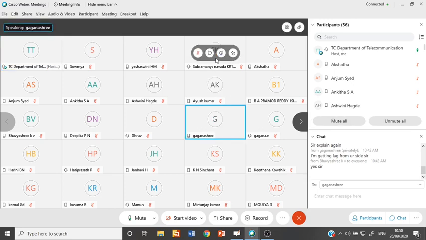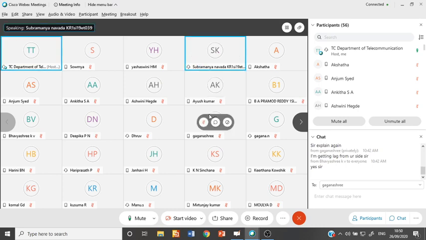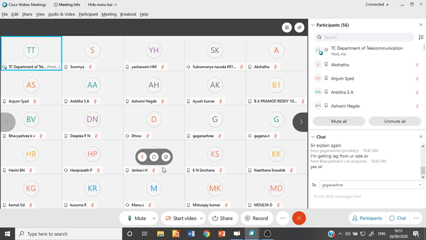Okay. Subramanya, did you get that problem? How to solve that? Yes, sir, I got it. I was simplifying it, but initially I didn't get the delta t minus t naught version. Okay, I got it. So anybody is having any doubt?